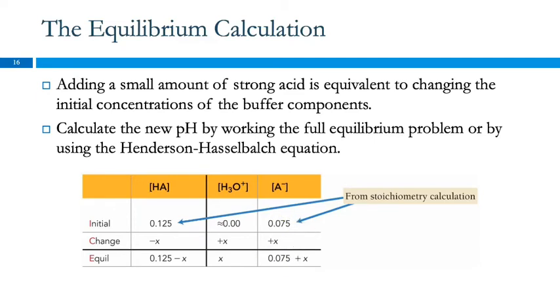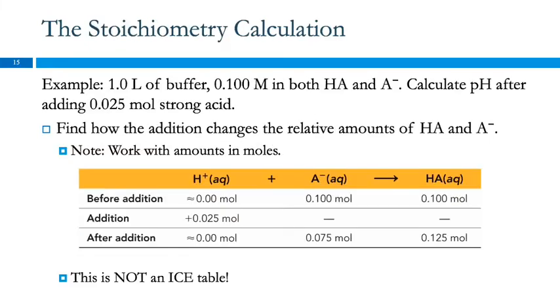Yes? Why did you subtract the 0.25 from one and add it to the other? That's a good question. Why did I subtract from this one and add to that one? Because this is going to react with 0.025 moles of this conjugate base, and they are going to form 0.025 moles of the acid. Does that all work with a strong acid? It gets more complicated with a weak acid.